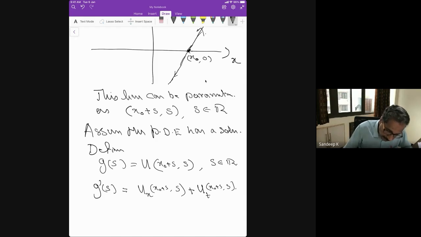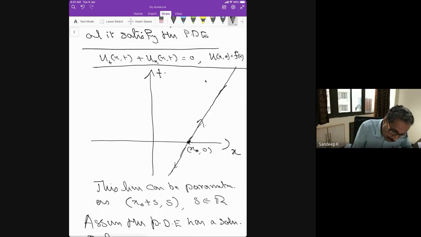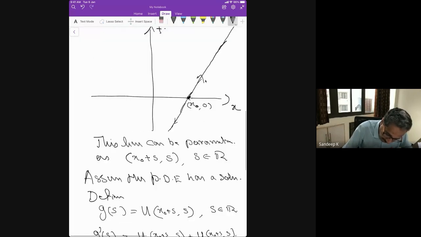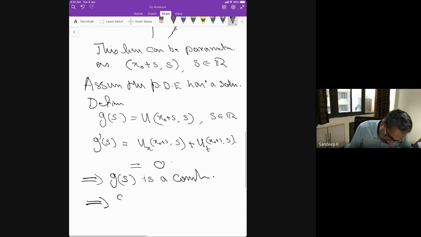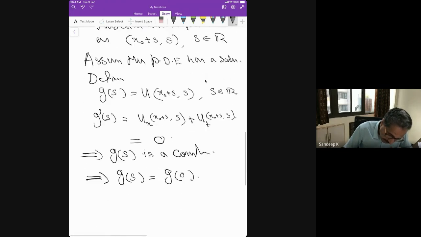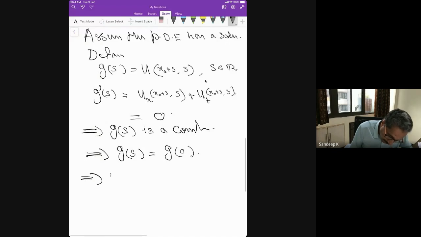I have assumed in the equation that c is equal to 1, so u_t plus u_x is equal to 0. That will imply that this is equal to 0. This implies that g of s is a constant. Therefore, in particular, g at s is going to be g at 0. Now let us see what this says: u at (x naught plus s, s) is nothing but u at (x naught, 0).